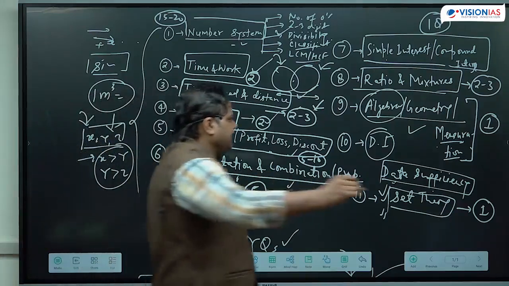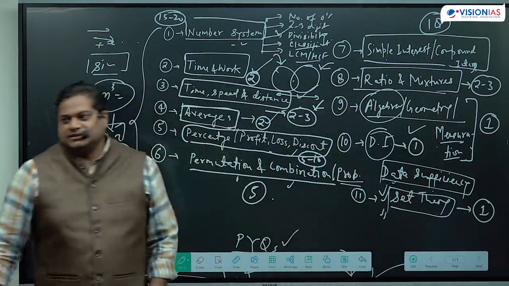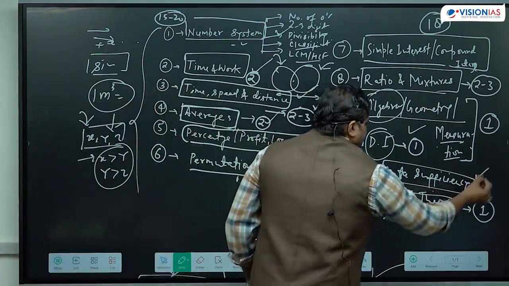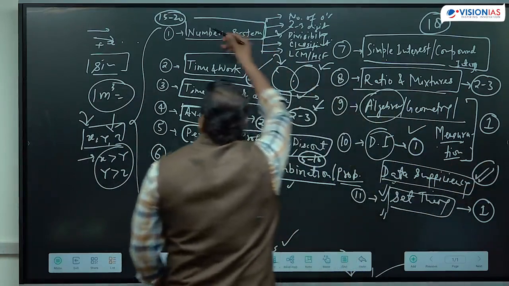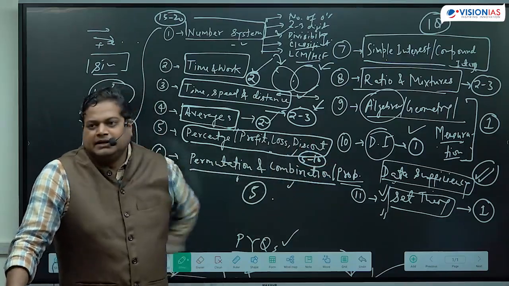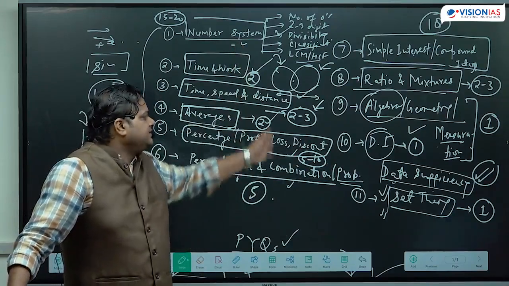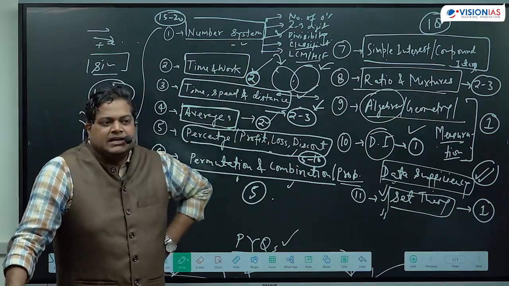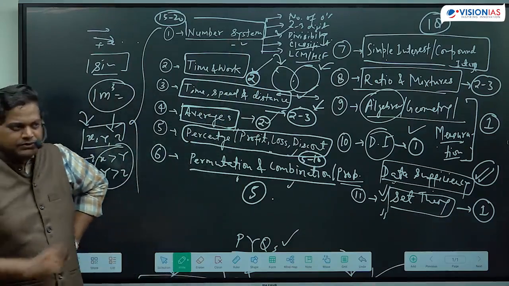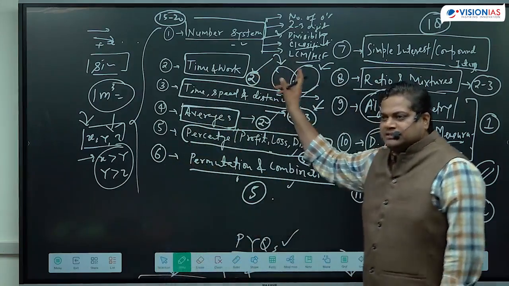And this data interpretation say 1 question. And this data sufficiency, it is related to all the topics. From every topic they ask questions from data sufficiency, ki data is sufficient or not. So this way, if we see this trend, number system say we are getting most of the questions. Around 50% questions we are getting from number system. So we are going to devote more time for understanding this topic, number system.